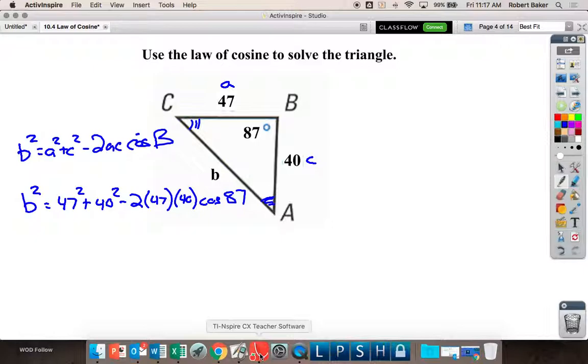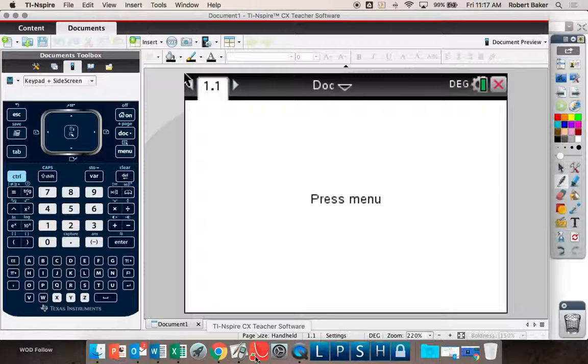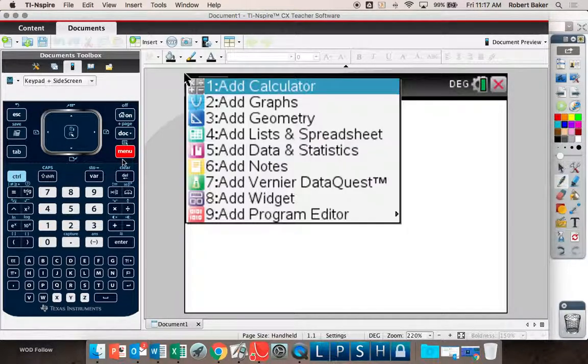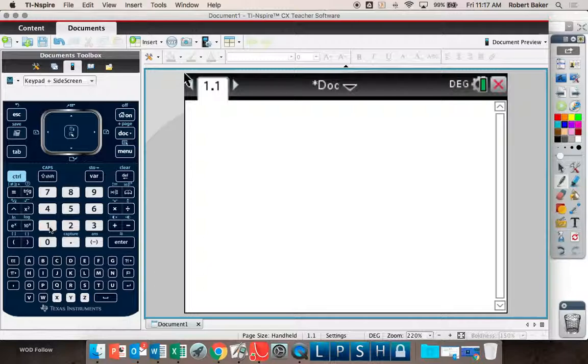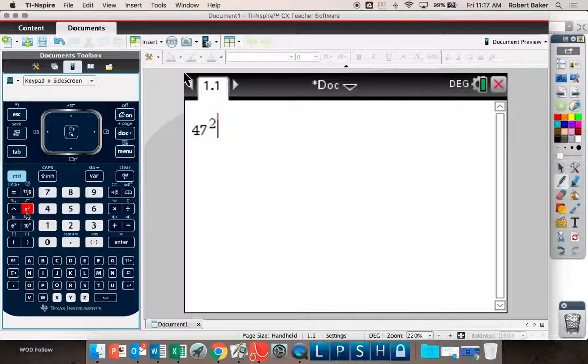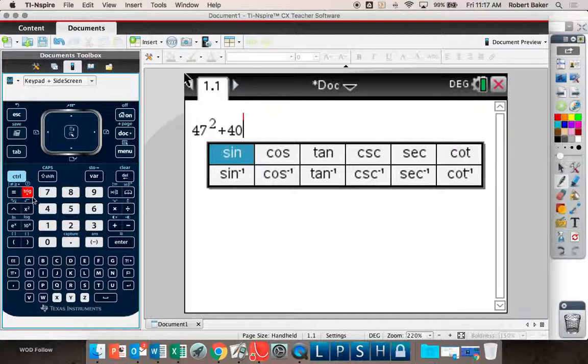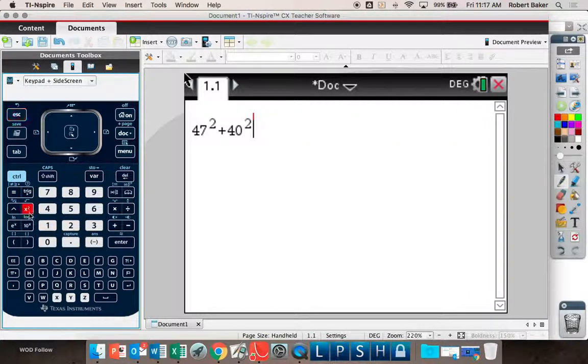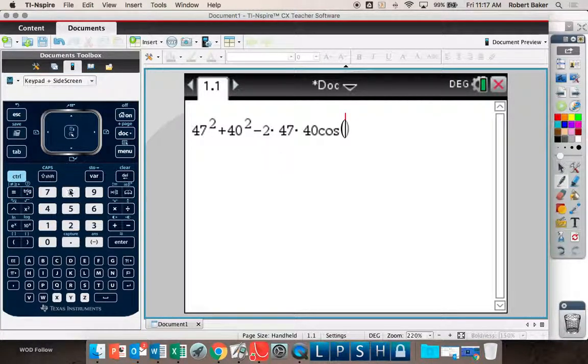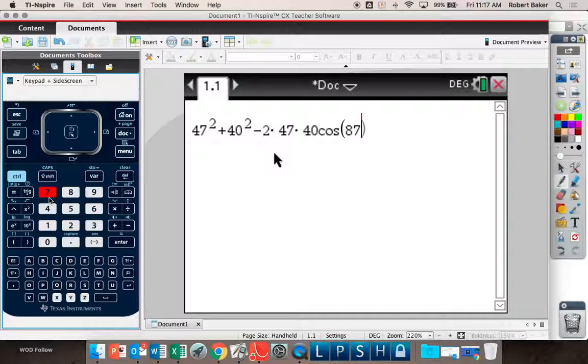Okay. So in my calculator, I'm gonna do exactly what I had written. 47 squared plus 40 squared. Minus 2 times 47 times 40 cosine of 87. That's exactly what I have in my paper, right? Let me just trust the machine. Ready?